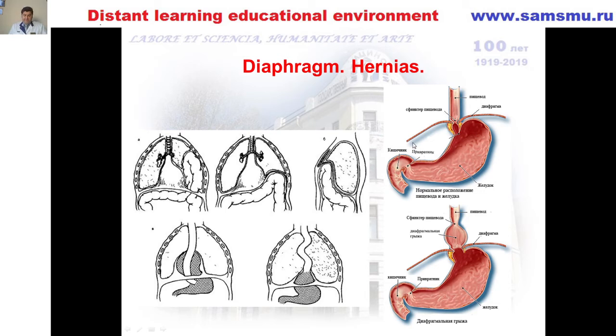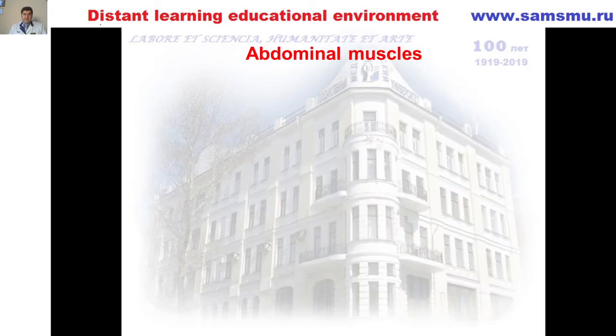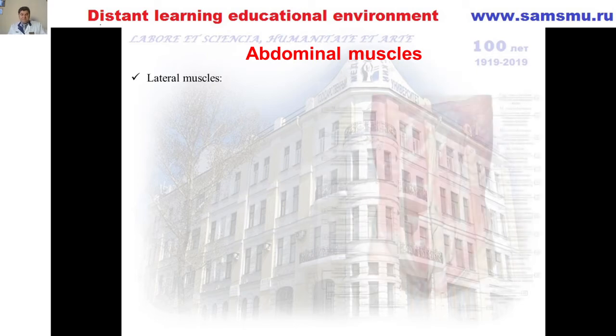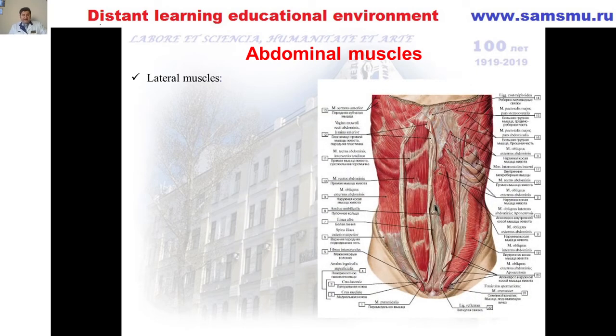So, next we'll talk about abdominal muscles. The muscles of the abdomen occupy the space between the inferior circumference of the thoracic cage and the superior border of the pelvis. They surround the abdominal cavity and form its walls.